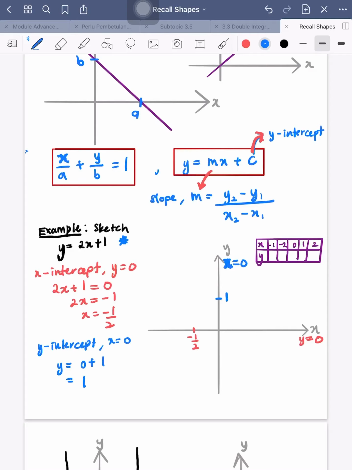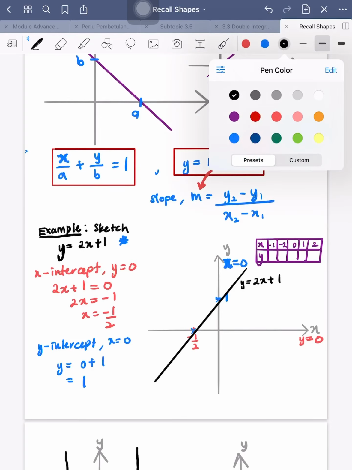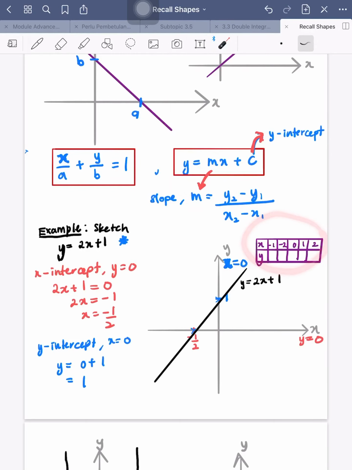Now, you sketch the straight line connecting these 2 points. So I sketch it. Okay, so we get your straight line. Next, the equation for this line, don't forget to write it so that you're not confused with the other shapes: y equal to 2x plus 1. So that is the simplest way to sketch lines. If you do not remember this example or the way to sketch, just use plotting to sketch.